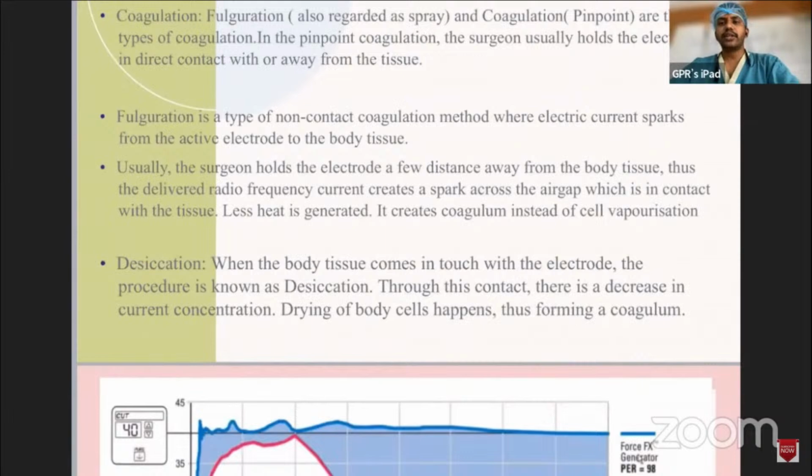So fulguration is like a non-contact coagulation where the electric current sparks from the active electrode to the body tissue without even contact.